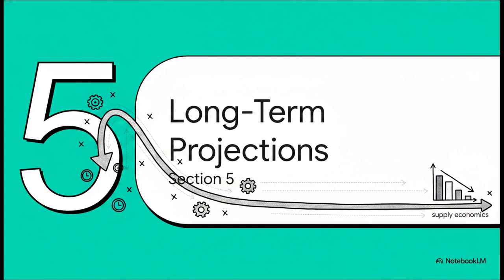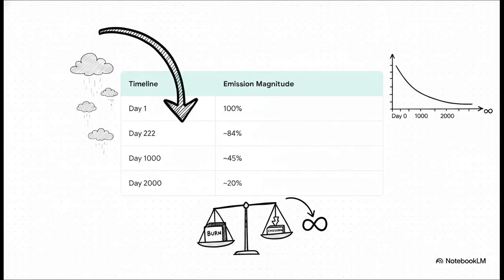Section 5, Long-Term Supply Projections. Let's project this exponential decay curve forward into the long tail. If we project the raw power of that negative 0.08% daily decay, by day 1000, daily emissions fall to approximately 45% of day 1 levels. By day 2000, they drop to roughly 20%. What this means in practice is that our current 4-to-1 burn-to-emission ratio doesn't just hold steady, it mathematically widens. As emissions asymptotically approach zero, that ratio is going to stretch into double digits.